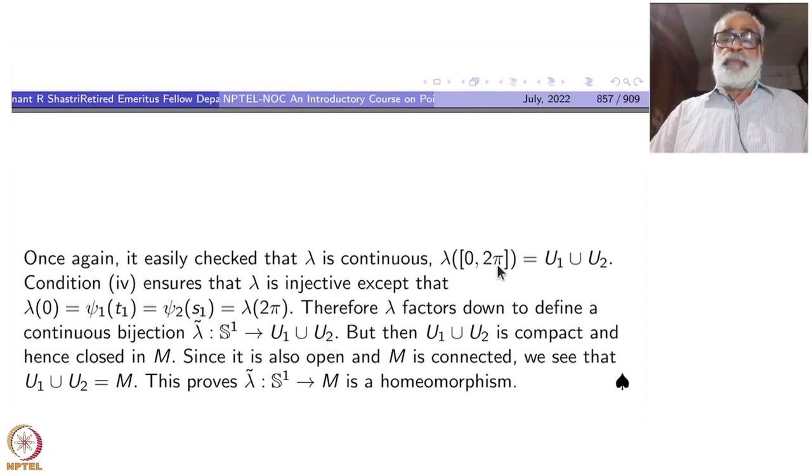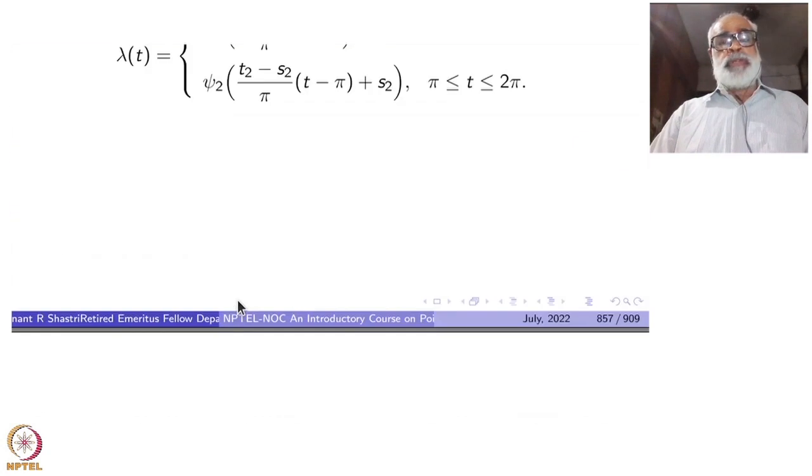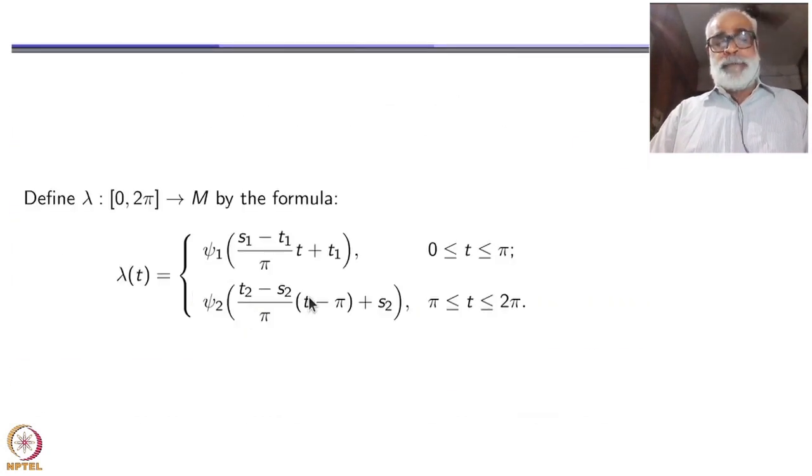What is the projection map here from 0 to 2 pi to S1, capital S1? t going to e raised to i t, because 2 pi I have taken. So, t going to e raised to i t, or just cos t plus i sin t. So, that is the map. Under that, this will give you a continuous bijection from the circle to M.